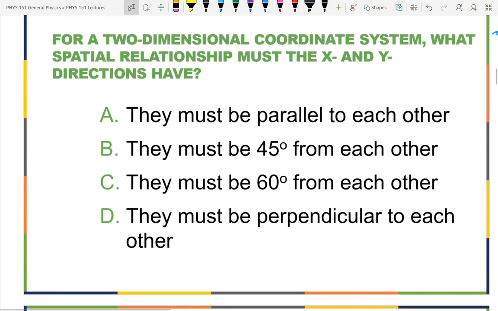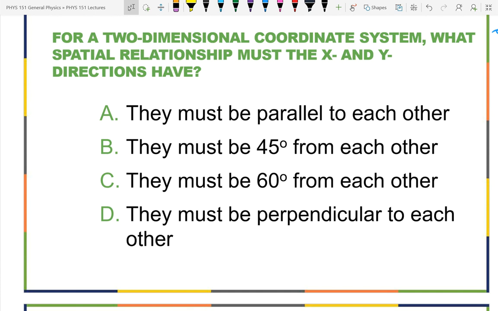And hopefully, when we actually do an example, this will make great sense to you. So a couple clicker questions, I think, right here, and then we'll be about ready to do our example. So for a two-dimensional coordinate system, what spatial relationship must x and y directions have? I talked about this carefully on Wednesday.